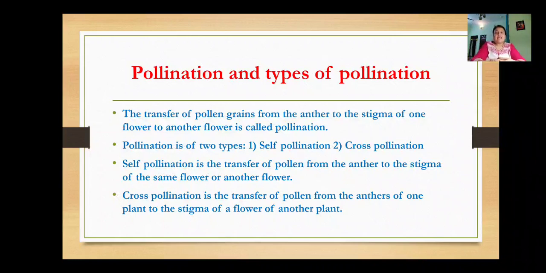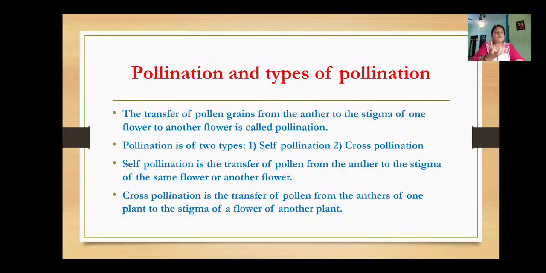Now let me tell you about pollination. What is pollination, children? Before fertilization, pollination is very necessary. It is a process in which pollen grains are transferred from the anther to the stigma of one flower or another flower. So this process is known as pollination. And pollination is of two types. One is self-pollination, the other is cross-pollination.